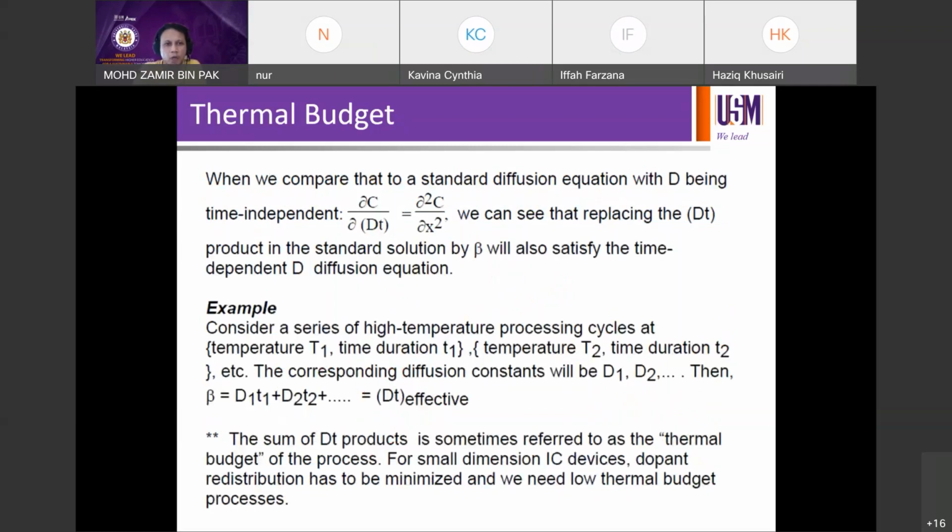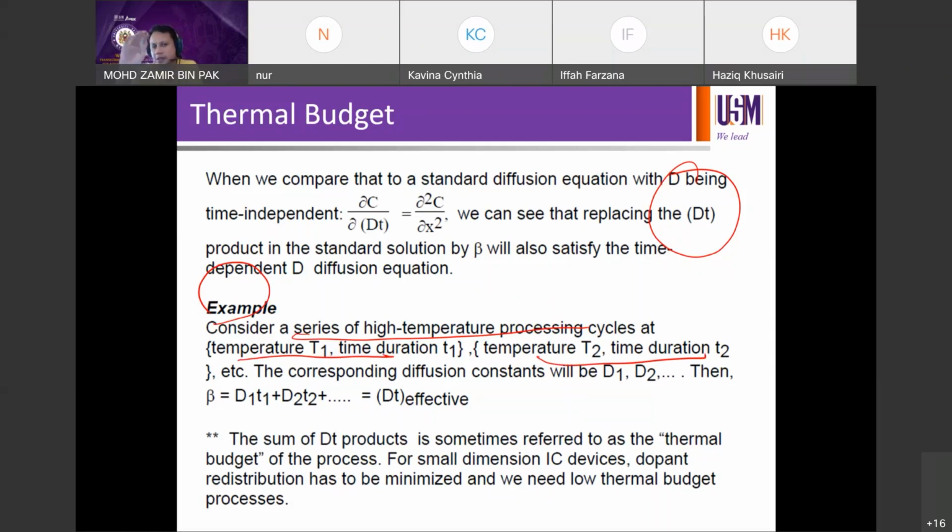Okay, for example, when we compare that to the standard diffusion equation with D being time independent, we replace the DT product in the standard equation. So consider a series of high temperature processing. You dope, and then in your subsequent steps you run high DT, high DT, high DT. You're imposing a thermal budget, a high temperature thermal processing cycle, to the devices, to the material, to the transistor, to the products. So at temperature 1 time 1, temperature 2 time 2, you're imposing D1T1, D2T2. This is out of diffusion.